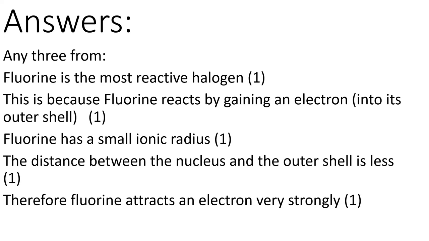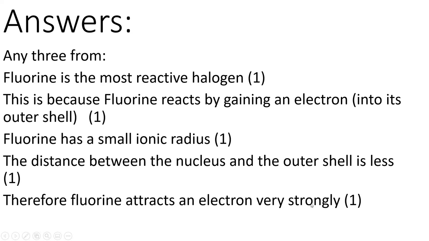Now describe and explain. To explain it, we need to say the following points. We need to say the why. So it's because fluorine reacts by gaining an electron into its outer shell. Fluorine has a small ionic radius, so the distance between the nucleus and the outer shell is less, therefore fluorine attracts the electron very strongly.